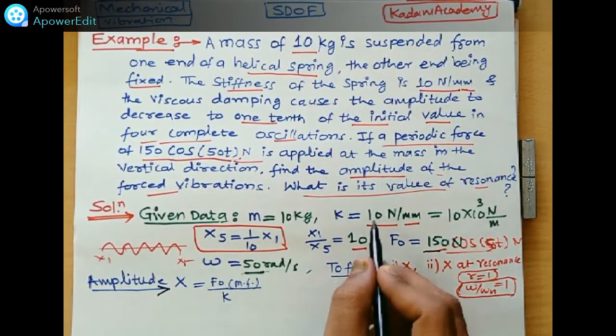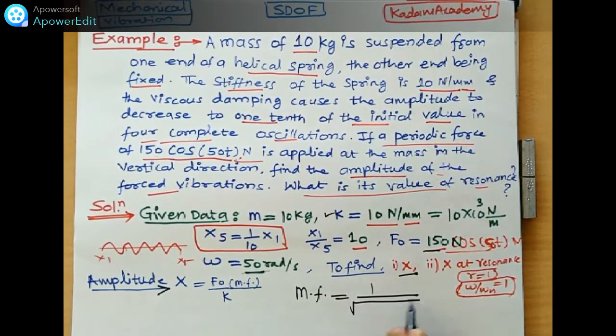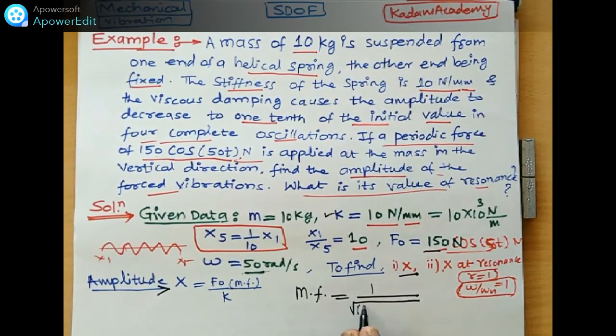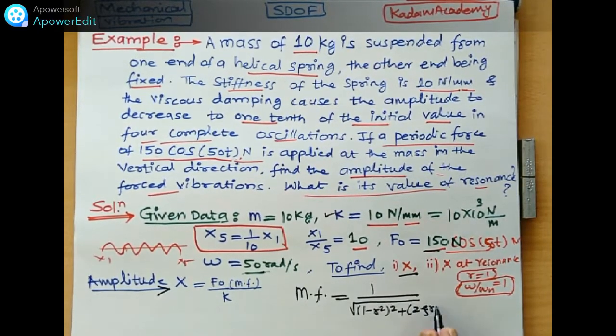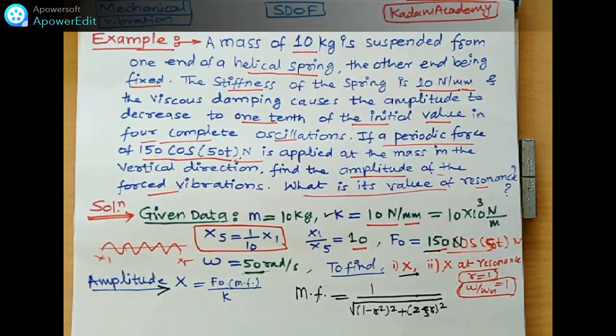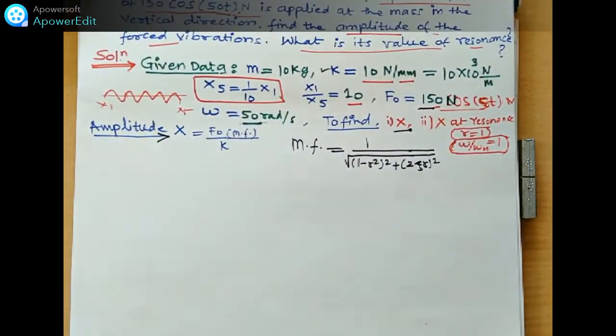What is the MF? F0 we can take, the value of F0. We know K, yes, we know K, and F0, but MF we don't know. So we have to find out the MF. How to find out the MF? We know that MF is nothing but the magnification factor. We can find it by using this formula: 1 upon under root of (1 minus r squared) whole squared plus (2 zeta r) whole squared. So this is the formula to find out the MF. Once we find the value of MF, we can find out the value of x.